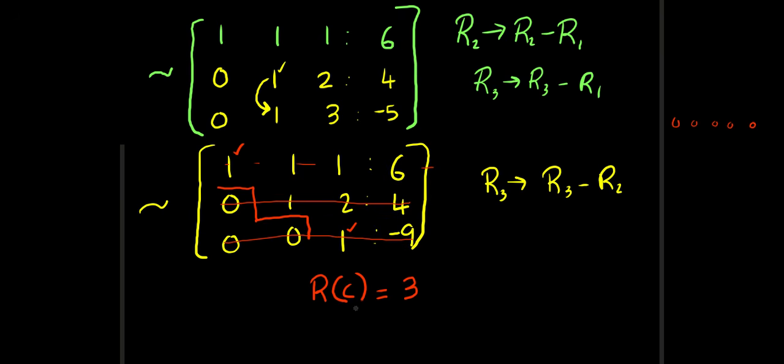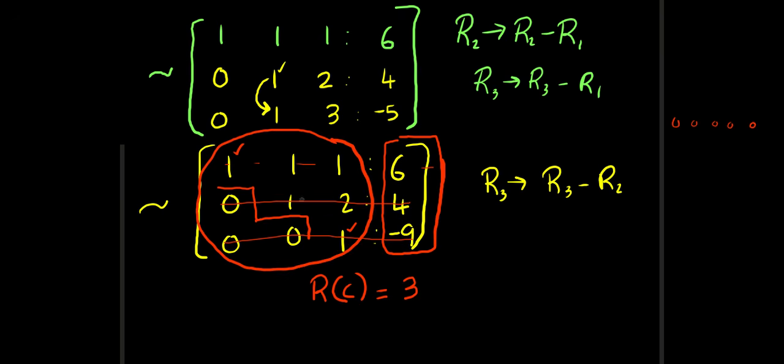Now I told you earlier, once you find the rank of C, you will be able to find the rank of A very, very easily. All you have to do is forget about the last column. So for the time being, let's ignore this and let's focus on this part. Now tell me how many non-zero rows are here.